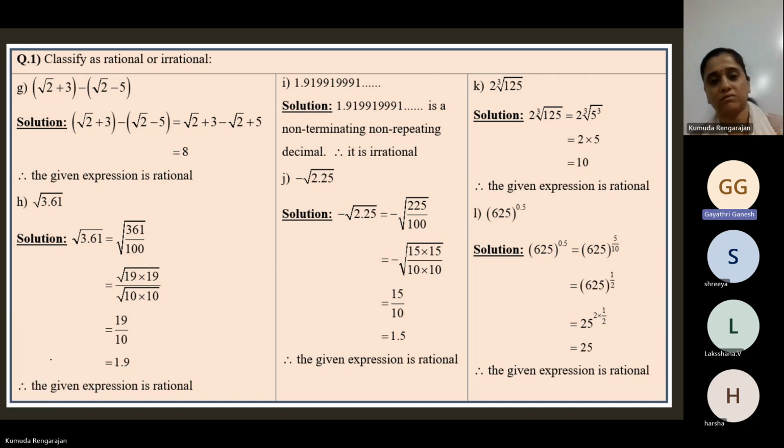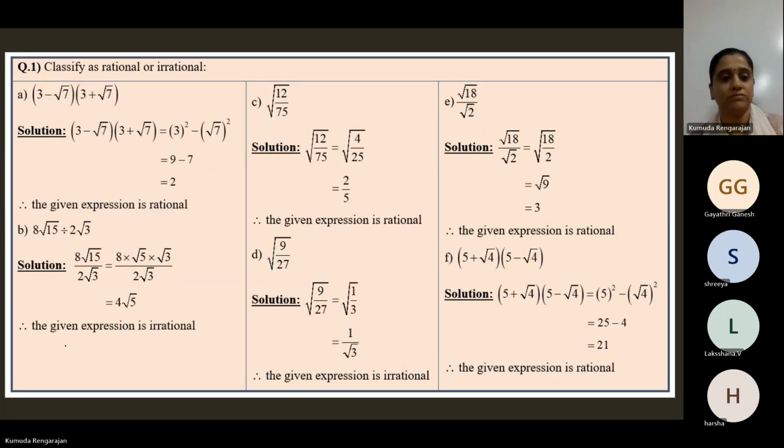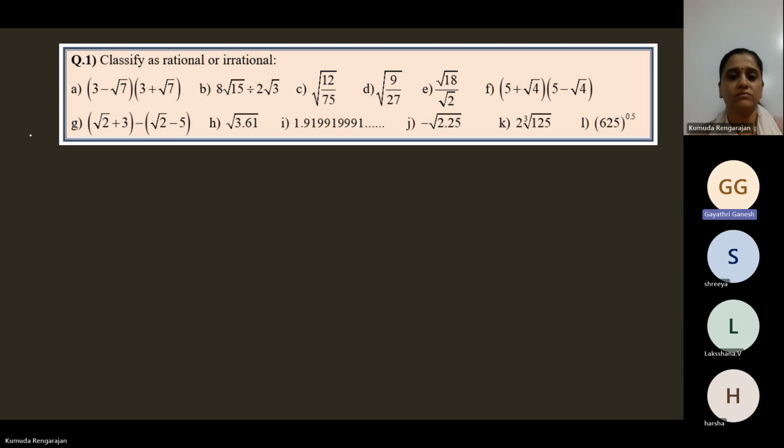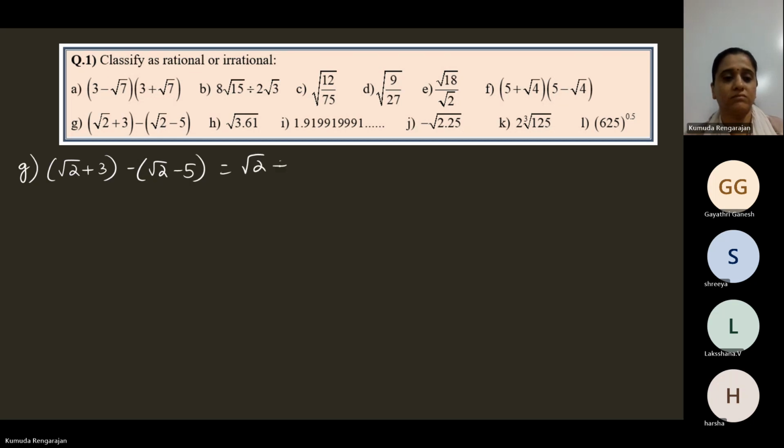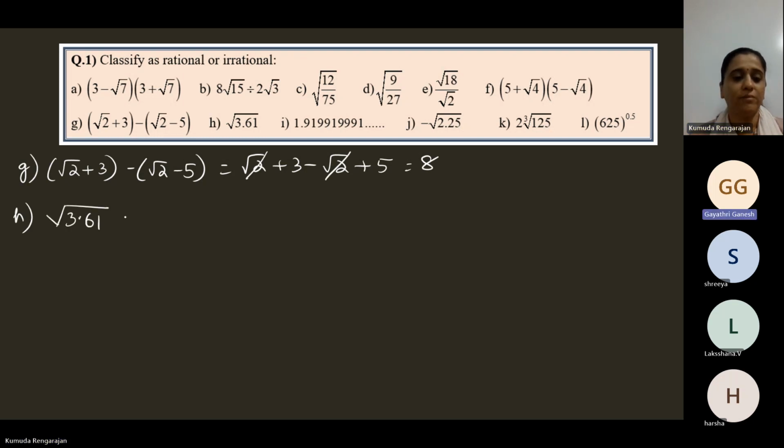Ma'am, I'm having a doubt. In the J question, ma'am, it's given as minus root of 2.25. How will we do that, ma'am? So minus root. One minute. Ma'am, I'm asking about J. Yeah, darling. I'm just coming there.